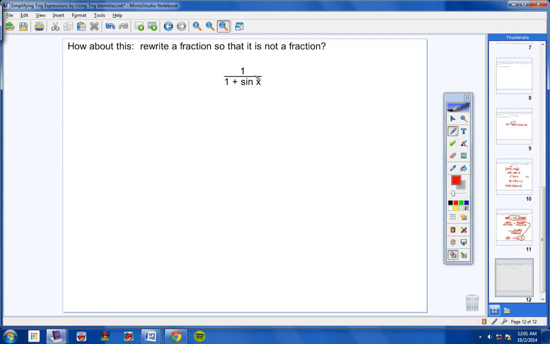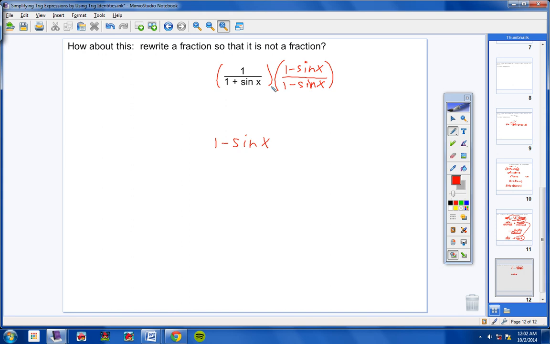Think about what you could multiply this entire fraction by so that you get something in the denominator that we can work with. And of course, right away I'm thinking, well, if I multiply the top and the bottom by the conjugate, and the conjugate means you change this middle sign right here, you would get 1 minus sine x. Now, if I multiply the top and the bottom by this, it might work and it might not. Let's give it a shot, okay? So 1 times anything is just itself, 1 minus sine x.